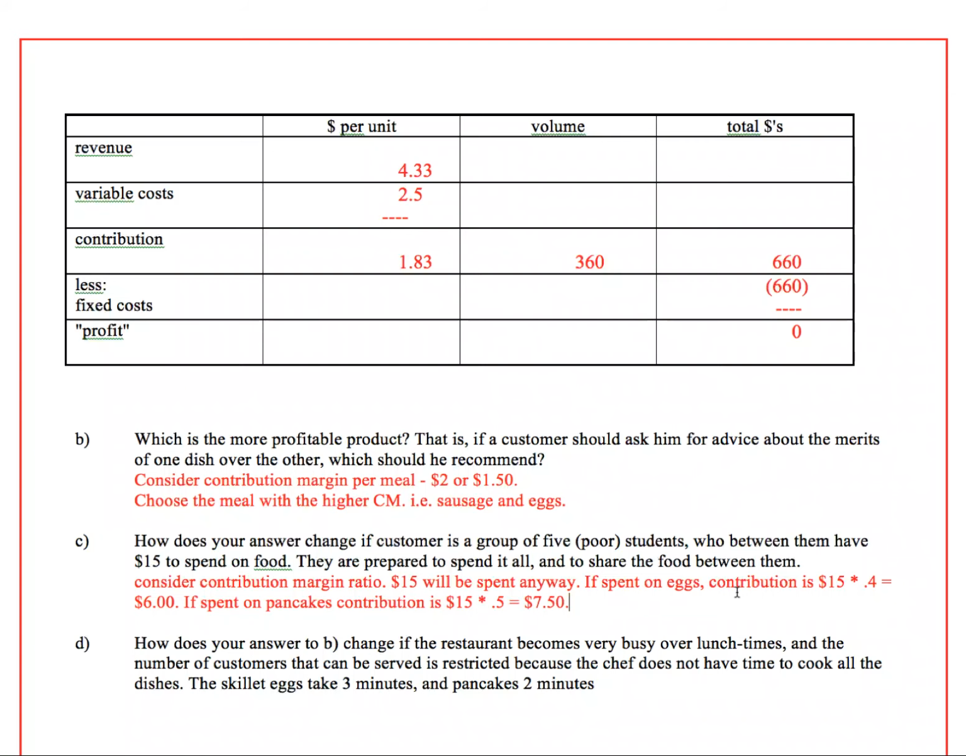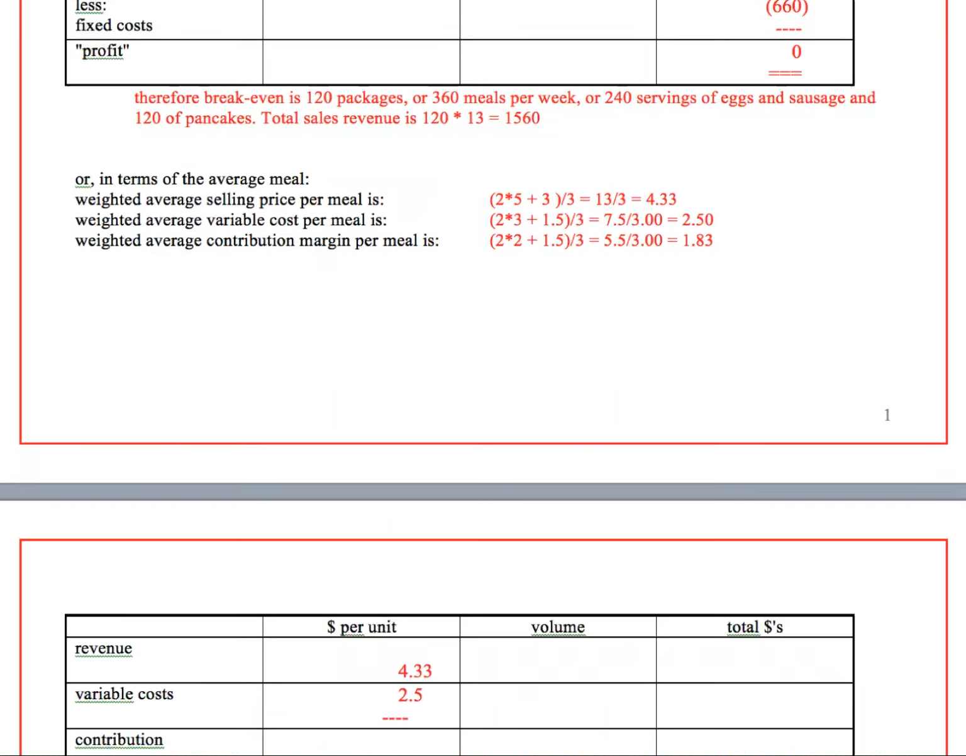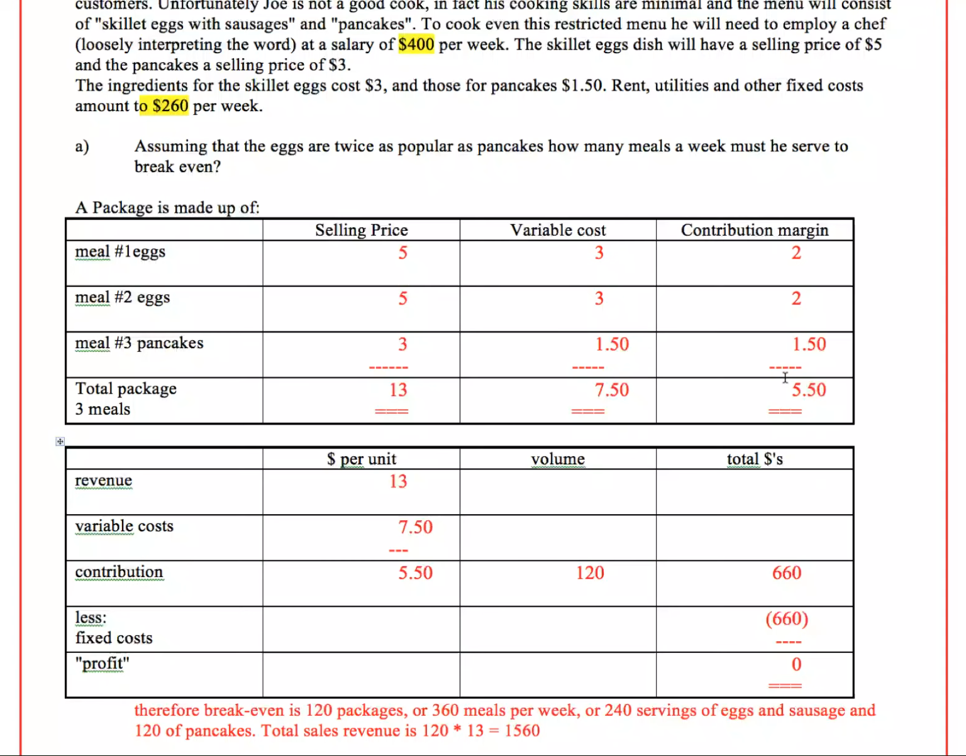Whereas if Joe were to recommend that they buy pancakes, then sure, they could get more orders, because it would be $15 divided by the selling price of $3 per order of pancakes. That would be 5 orders of pancakes at $3 each. And we know that each order of pancakes generates a contribution margin of $1.50. And so $1.50 per $3, or 50%, so the contribution margin would be 50% of the $15.